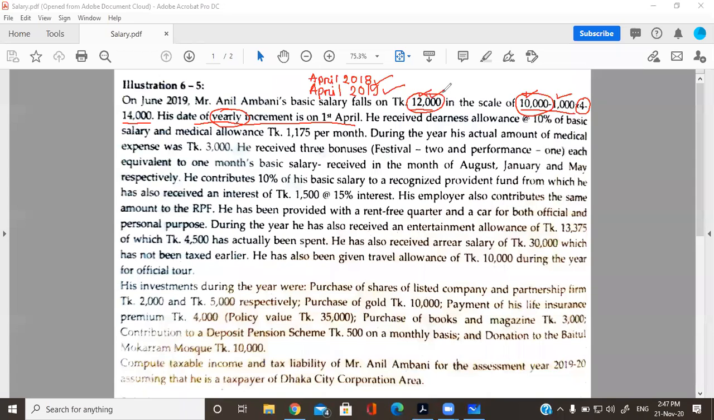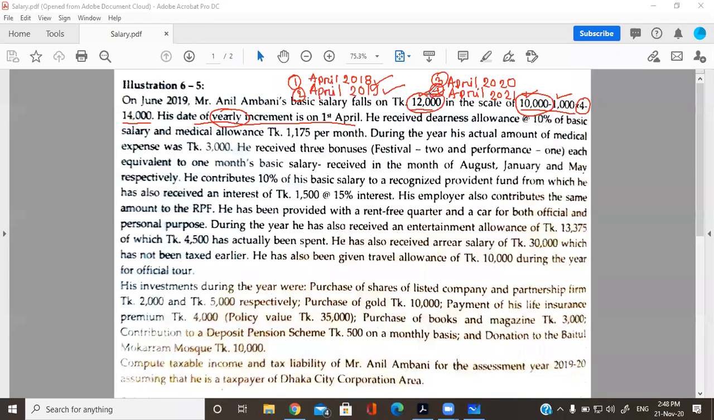So you can expect that if Mr. Anil Ambani stays in this position, stays in this grade, he will get another increment in April 2020, and another increment in April 2021. So this is number 1, this is number 2, this is number 3, this is number 4.